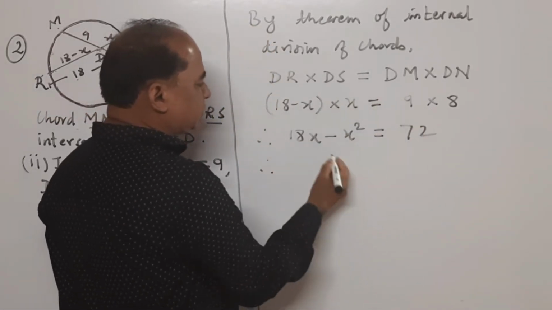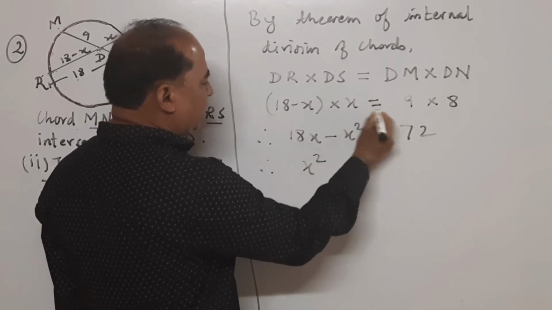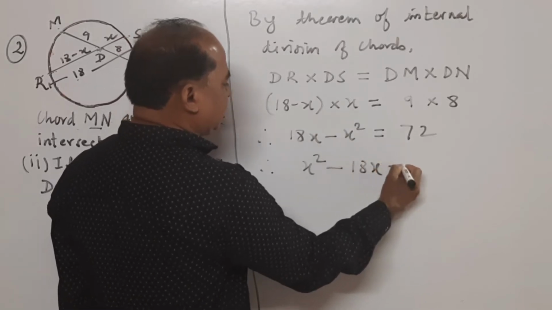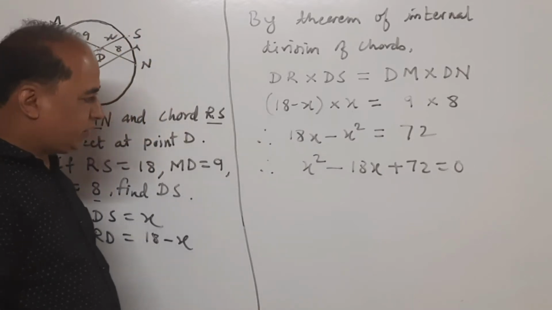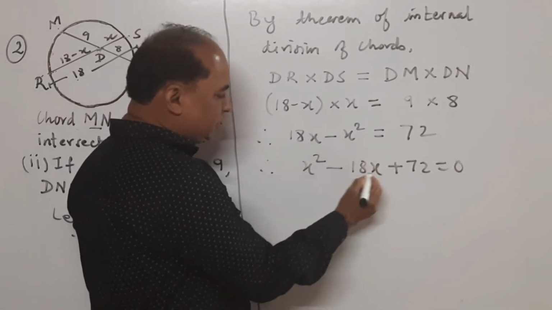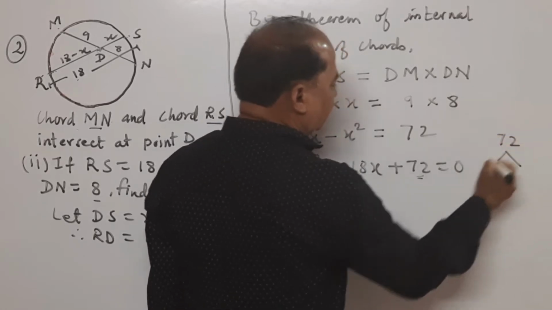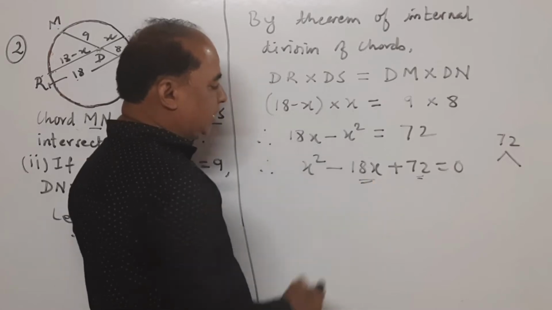Now taking all these terms on the right hand side, we get the quadratic equation: minus x square minus 18x plus 72 is equal to 0. A quadratic equation. So we solve this by the factorization method. Factors of 72, such that the middle term should be 18.